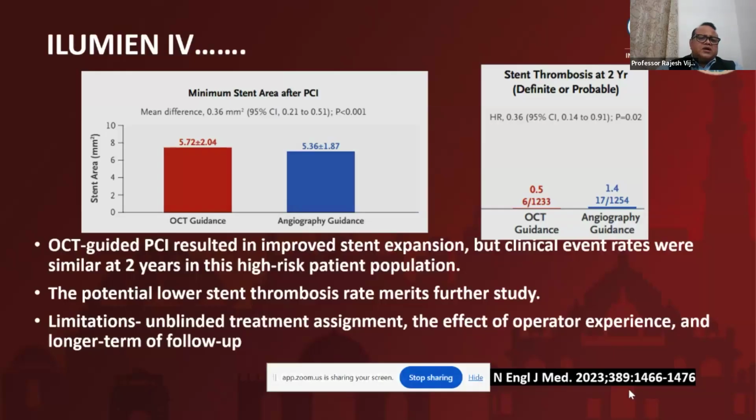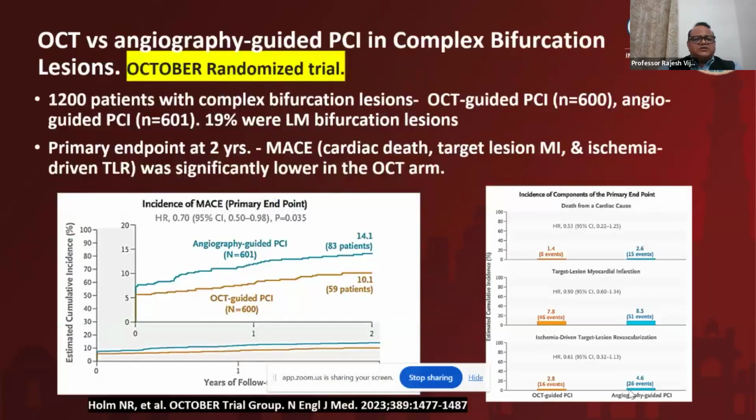Then we had the OCTOBER randomized trial, with 1200 patients with complex bifurcation lesions, which includes 19% of patients with left main bifurcation. At 2 years of follow-up, there is a significant improvement in MACE. It was far better compared to angiography guided PCI.